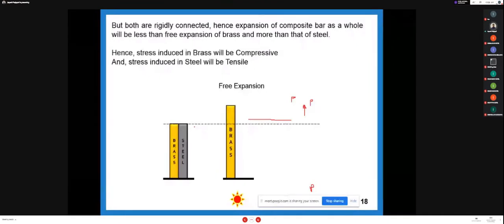Both are rigidly connected. First of all, we consider them as not connected to each other, like free expansion. Whenever temperature increases or decreases, the material naturally expands based on the alpha value. Alpha of brass is higher, so the natural expansion L alpha T is higher, and for steel L alpha T is lower. So this will be the natural expansion.